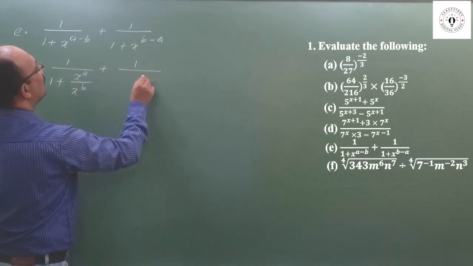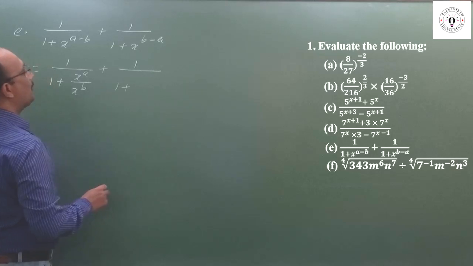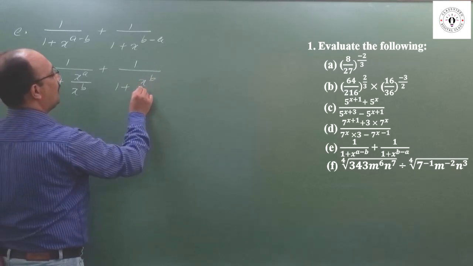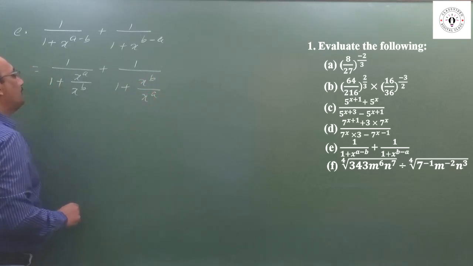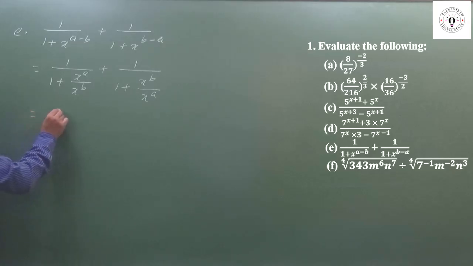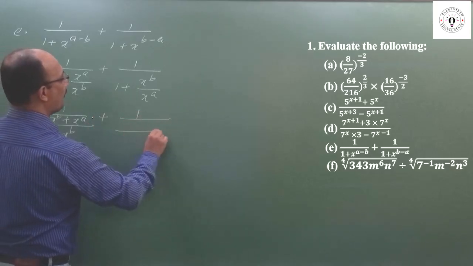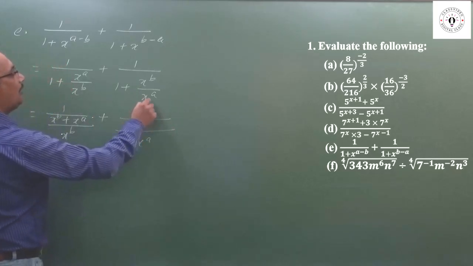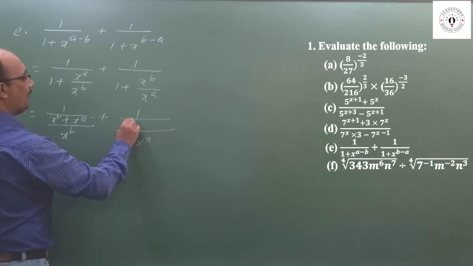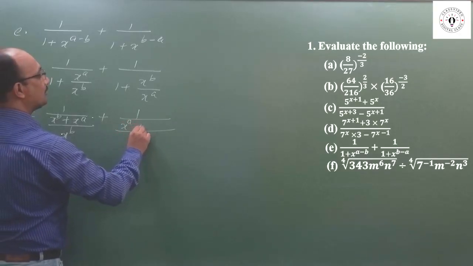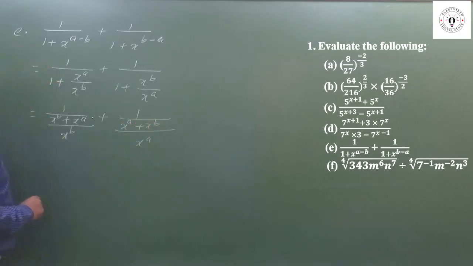Plus 1 plus x to the power b minus a can be written as x to the power b upon x to the power a. Now 1 upon LCM is here x to the power b. So this becomes x to the power b plus x to the power a. Similarly, here, what is the LCM? Correct, x to the power a. Then this becomes x to the power a plus x to the power b.